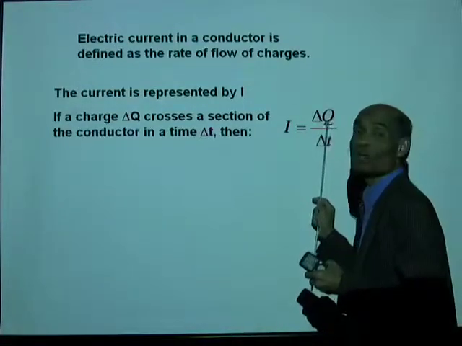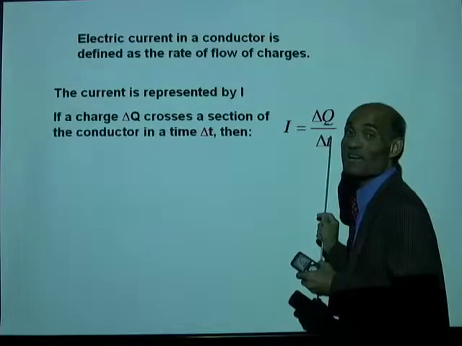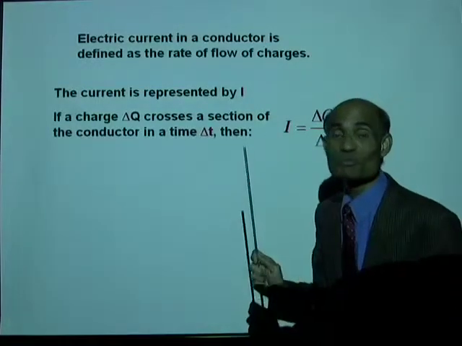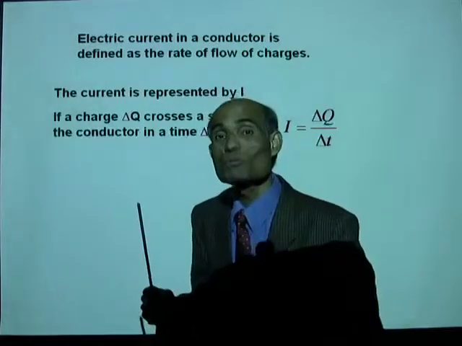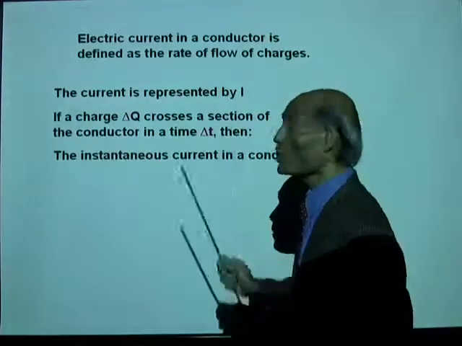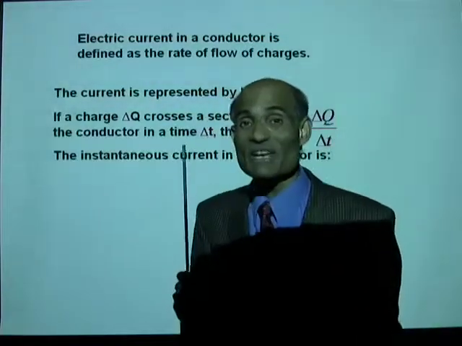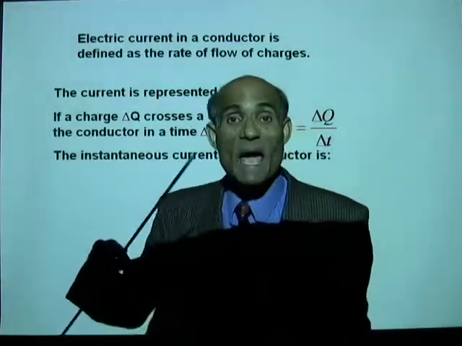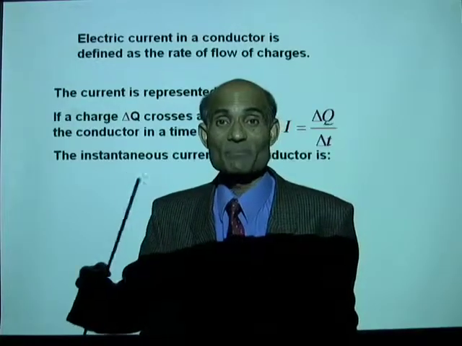Charge is measured in coulombs and time in seconds. Therefore, current will be measured in coulombs per second. Right? And that coulombs per second has a name. It is called ampere.